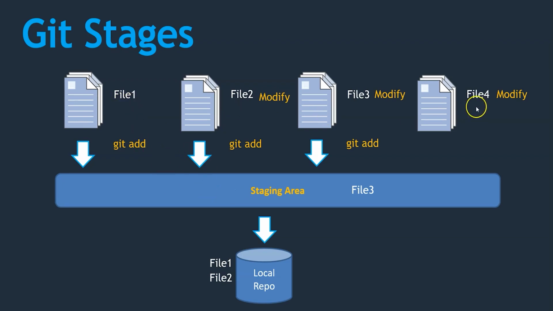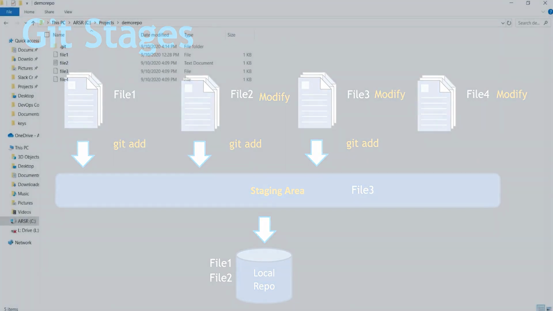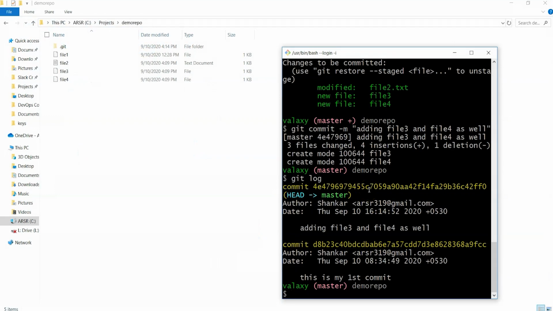We have 4 files in our working directory. We'll modify them and send a couple of files into the staging area. Then again we'll modify and see the comparisons. I'm going to show you with an example how we can do that. So this is my Git repository. So far we have 4 files over here.